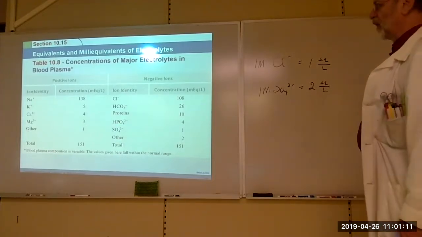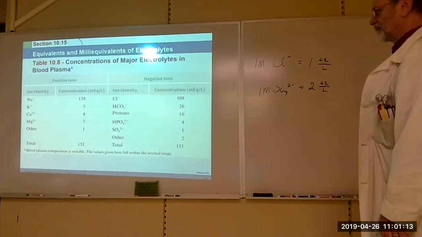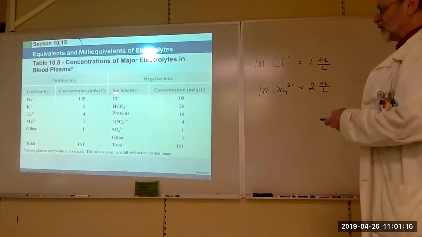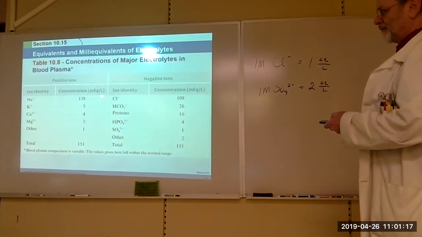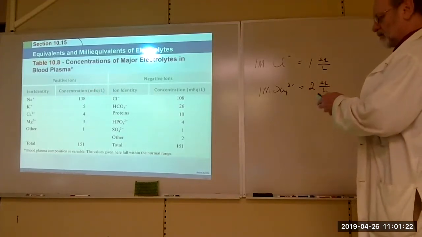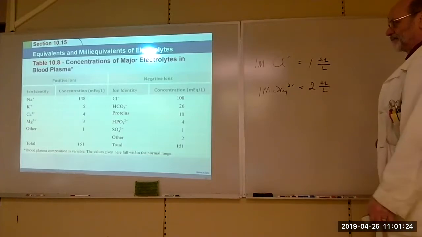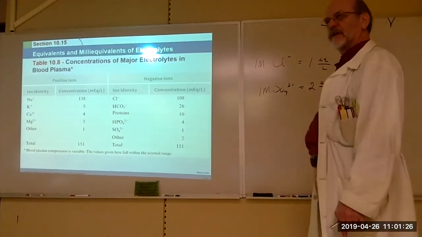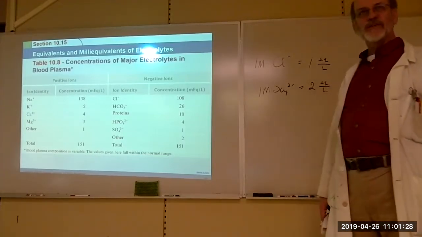This is your blood, the plasma in your blood. It's usually given in terms of milliequivalents per liter. Not always, but that's a common expression. Sometimes it's given in milligrams per deciliter.